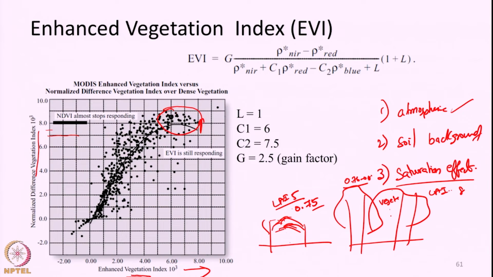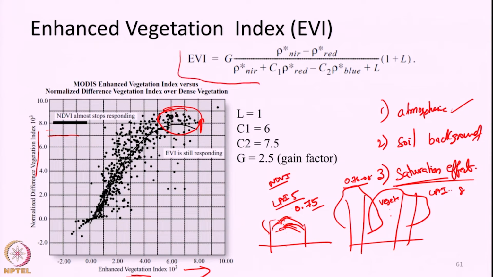This is known as the saturation effect. After a certain range of amount of leaves or amount of vegetation content, NDVI will saturate, it will not increase beyond a certain value. That is what is given in this particular figure on the left side. After crossing a threshold of 0.7 or 0.75, NDVI is almost constant without increasing. So, in order to remove the saturation effect, people designed this EVI.